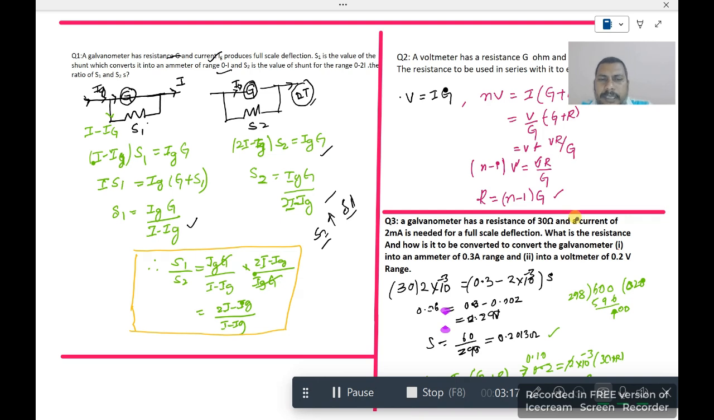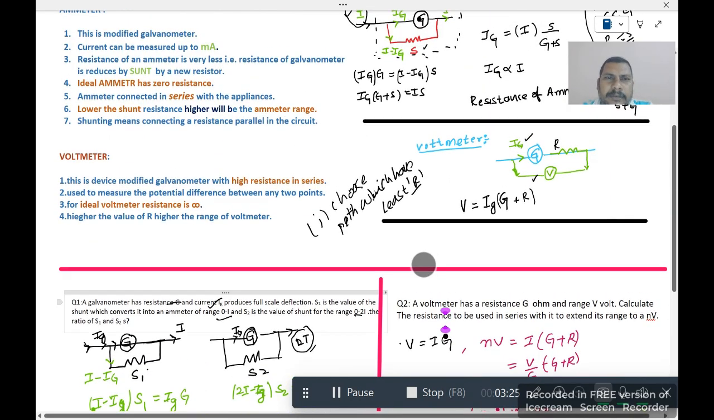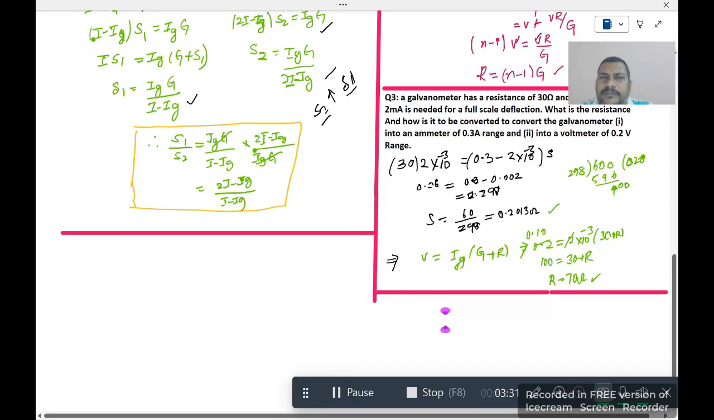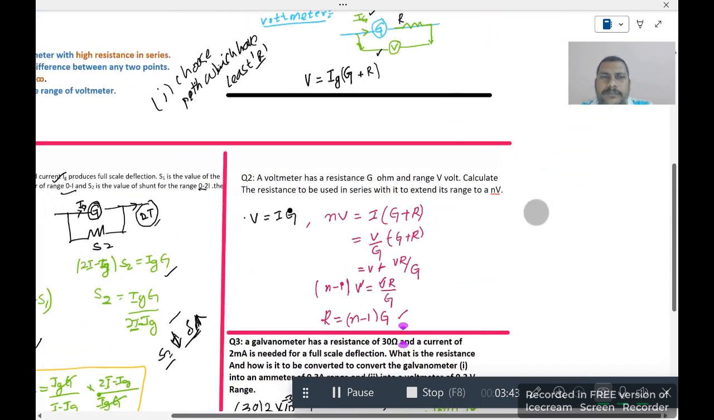Now S1 by S2 is what the question asks, the ratio of those. So I require more current in the ammeter, so the shunt should be less. Therefore S2 will be less. If 2I minus Ig is more, then S2 will be less and S1 will be more. So this is the point. Now another question.